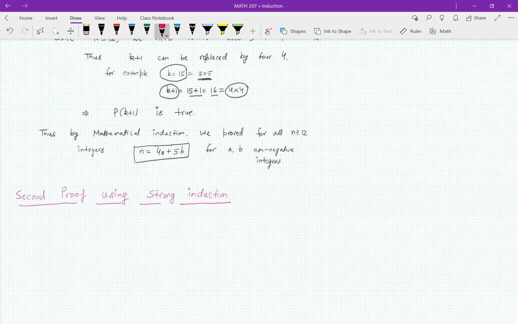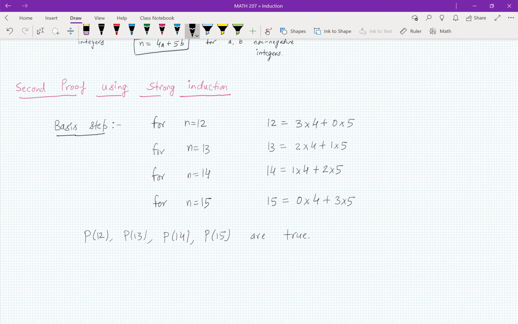Now we're going to write the second proof of the same statement by using the concept of strong induction. So my basis step, in case of a strong induction, I can write for n is equal to 12. 12 can be written as 3 times 4 plus 0 times 5. So this becomes true. N is equal to 13. 13 can also be written as 2 times 4 plus 1 times 5. So my statement becomes true.